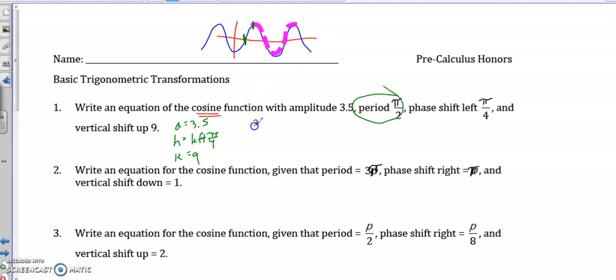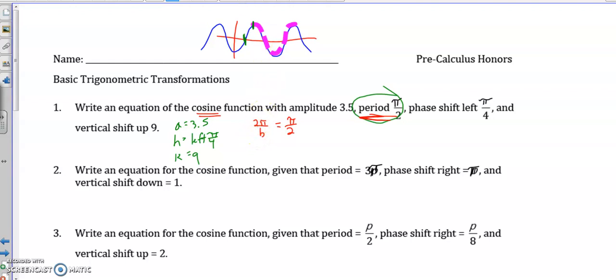Remember, our formula for period is 2 pi over b. So the period is different from the frequency. The b value, the frequency, is how many cycles the graph completes over our traditional 2 pi. But what really helps us when we're graphing is the period. So in this case, we know the period is pi over 2. We have to work backwards here and solve for b.